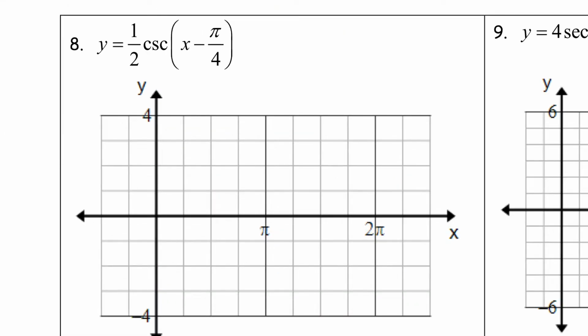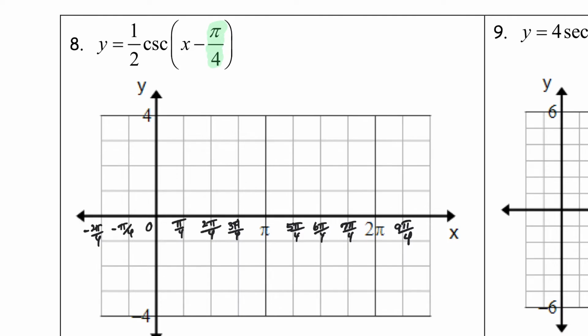Since I know that we have a phase shift of pi over 4, I'm going to break this down into quarters. So this is 0. This is pi over 4. This is 2 pi over 4. This is 3 pi over 4. This is 4 pi over 4. This is 5 pi over 4. This is 6 pi over 4. This is 7 pi over 4. 2 pi is 8 pi over 4. And this is 9 pi over 4. I did that because the graph is going to have to shift. And this is negative pi over 4, negative 2 pi over 4.